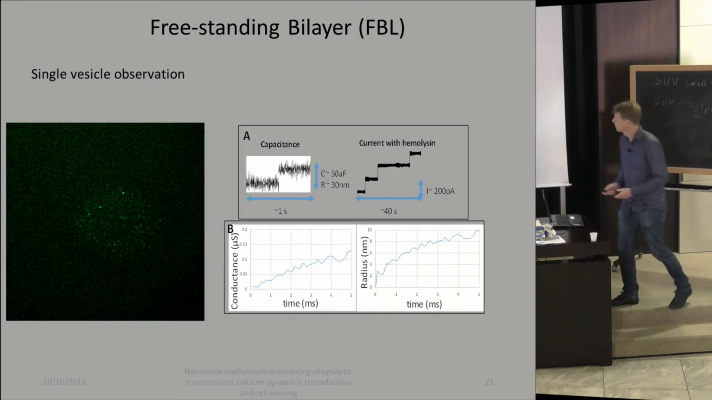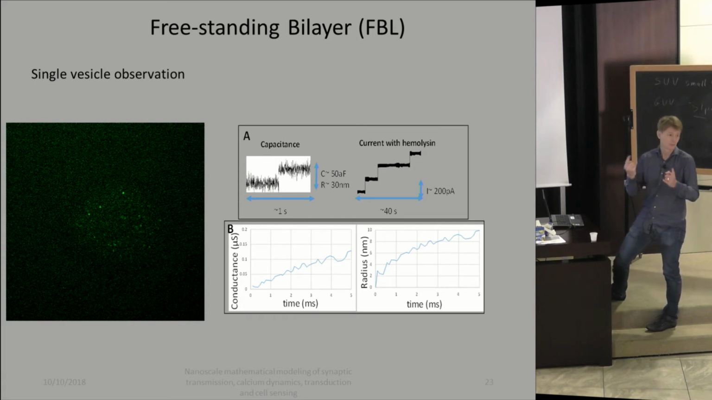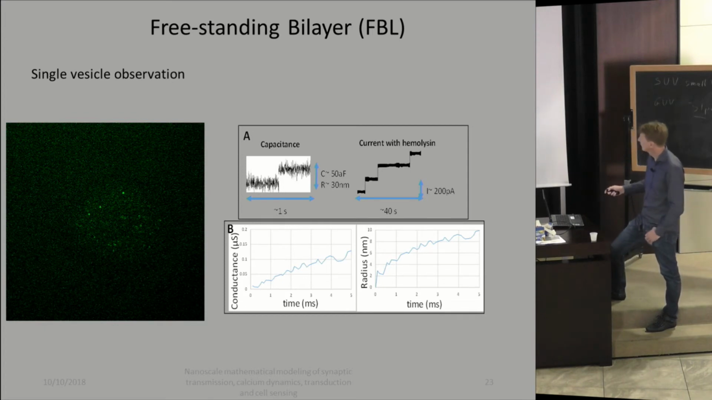What I didn't say, we can also observe, of course, single vesicles on the membrane. So here are single vesicles. We can monitor capacitance of fusion events. This is current measurements, meaning we put a channel, well, here it's hemolysin, a protein that goes on the bilayer and spontaneously forms heptamers and forms a channel. So if you put a tension between the two sides, you can see jumps in current when you open a channel. We can also measure the conductance, which will tell us how the pore radius varies in time.